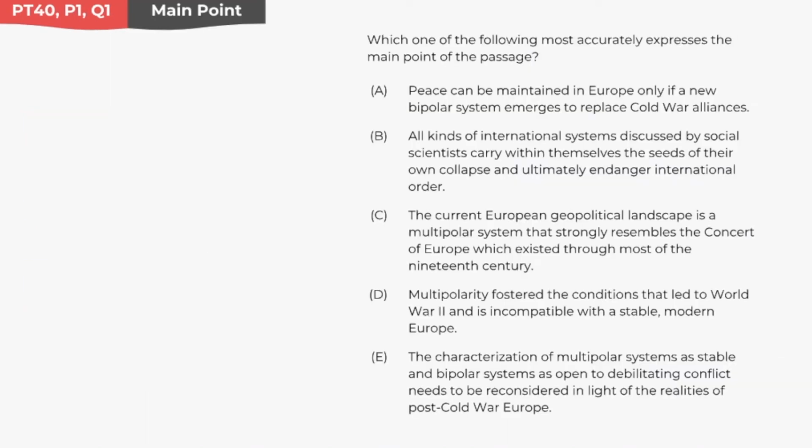So let's look at one question. It's the main point question from that passage. Go ahead and give this one a try on your own. When you think you've got an answer that you like, hit play, come back, and we'll work through it together.